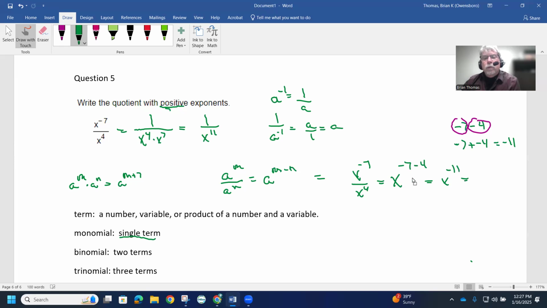So if I use the quotient rule, I'm left with a negative exponent. I would still have to apply this rule here. To make a negative go away, I would have to take the reciprocal. So x to the negative 11th would actually have to turn into 1 over x to the 11th. So I could also do it that way. I could subtract the exponents. And then since I got a negative exponent, I'd have to take the reciprocal of it and write it as 1 over x to the 11th.